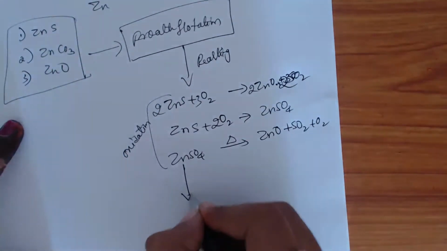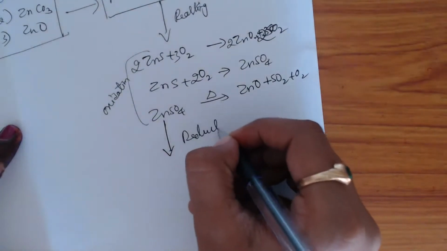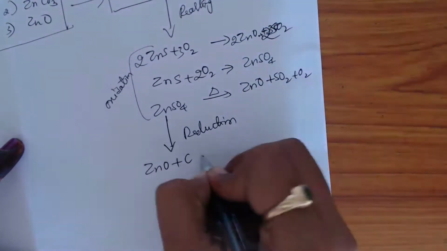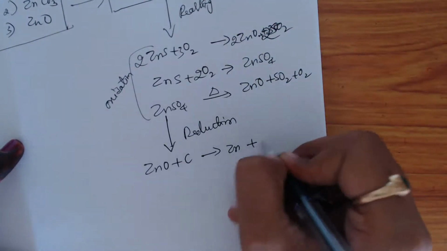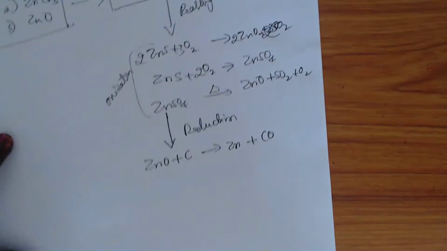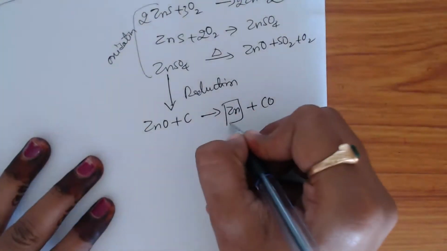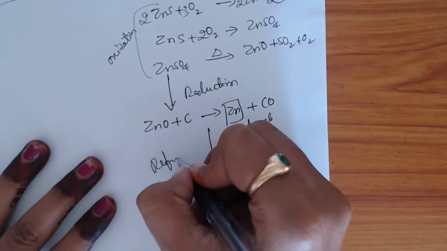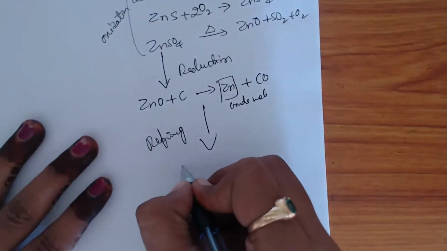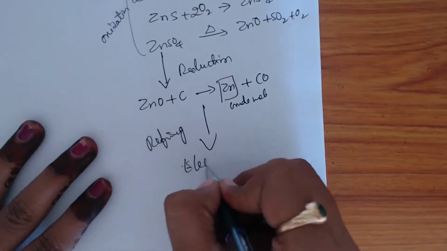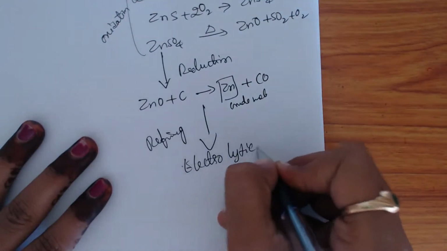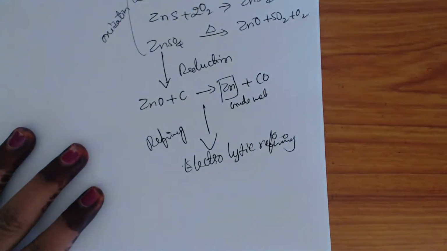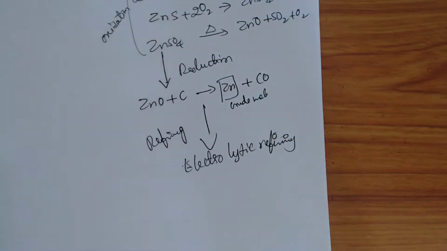Once the oxidation is done, it must undergo reduction. How does the reduction take place? This ZnO is treated with carbon to form Zn plus CO. Once we get the crude metal, then refining takes place. That refining method is electrolytic refining.